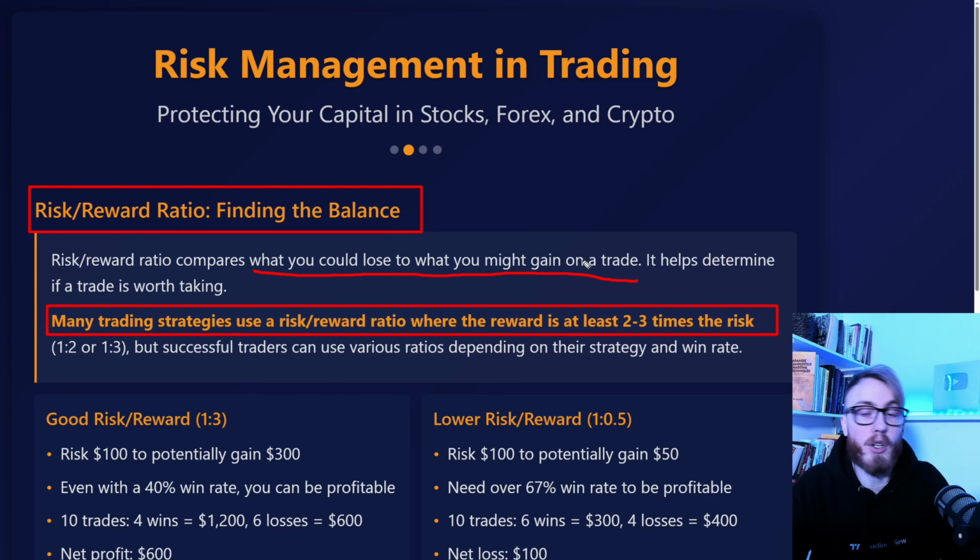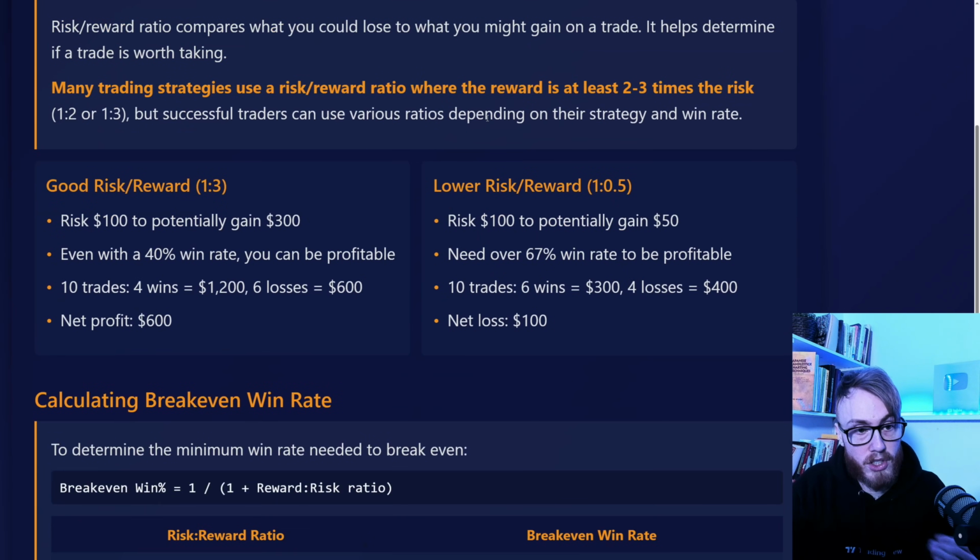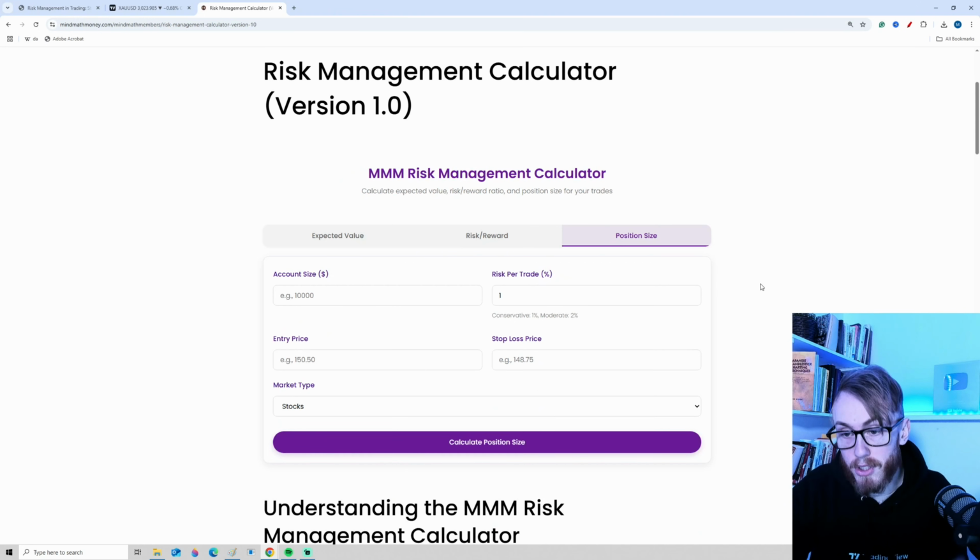So it's very common to hear that we have a 2 to 1 risk to reward or a 3 to 1 risk to reward, meaning that we win at least 2 to 3 times as much as we lose. So here, if we scroll down, we have some examples of risk to reward ratios. But I think it's easier to just use a calculator.